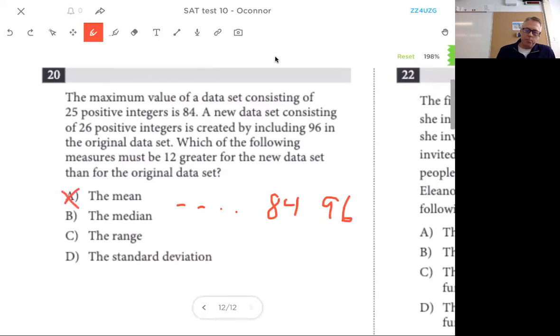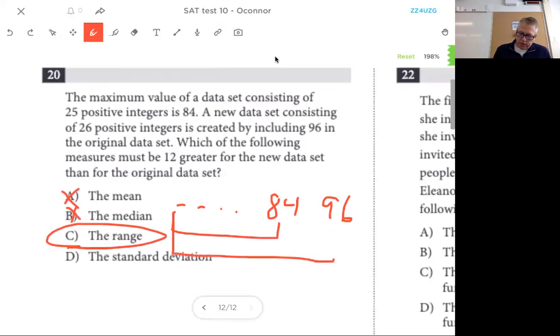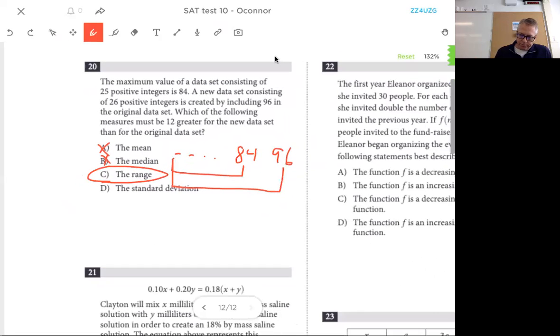It's not the mean. Some of you put the mean. The average would be greater, but it wouldn't increase by 12, because it would move the average up a little bit, but not the difference of these two. Same with the median. The range changes because the range is from the smallest to the largest. Our range is still from the smallest, but now it's 12 bigger. So the range increased by 12.